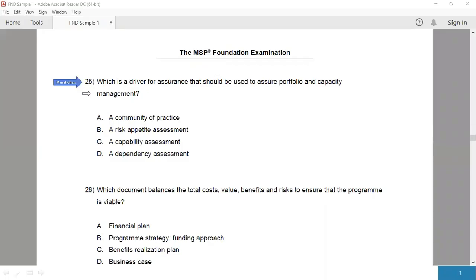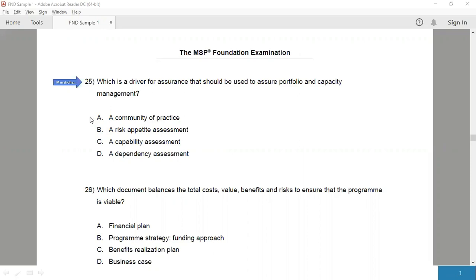We begin with question number 25, which is: a driver for assurance that should be used to assure portfolio and capacity management? A, a community of practice; B, a risk appetite assessment; C, a capability assessment; or D, a dependency assessment? The clue word in the question is assure, assuring the portfolio and capacity management as part of the assurance. And what would drive that?